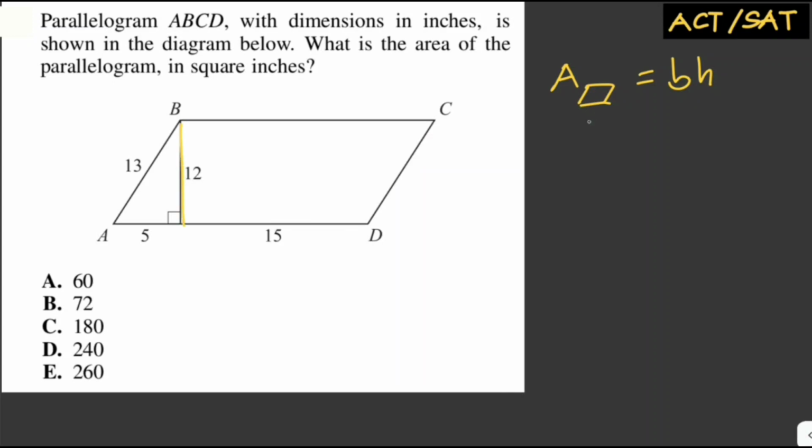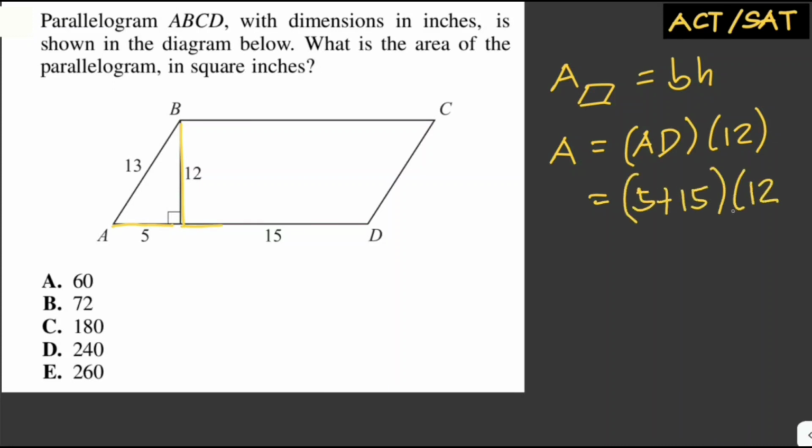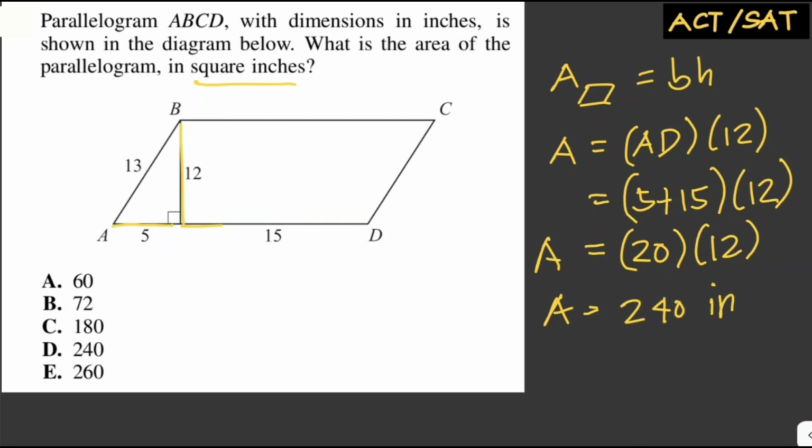which is equal to 12. So the area will just be equal to base side AD times the height, which is 12, and AD is just equal to 5 plus 15, times 12. So this is just 20 times 12. It says square inches. So the area is just equal to 240 square inches. So the answer here is letter D.